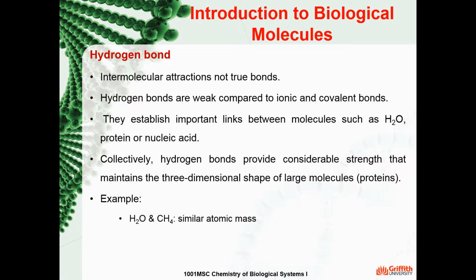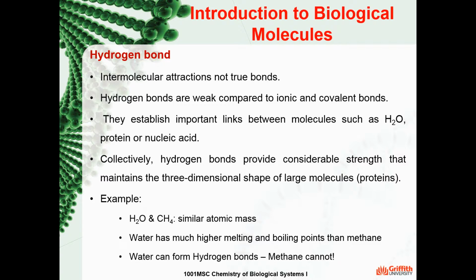For example, water and methane, CH4, have similar atomic masses. However, the melting and boiling points for water are much higher than those points for methane. The reason is that water can form hydrogen bonds between the molecules, but methane cannot form these bonds.